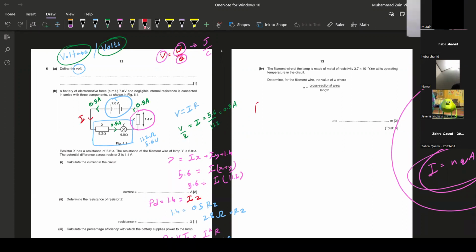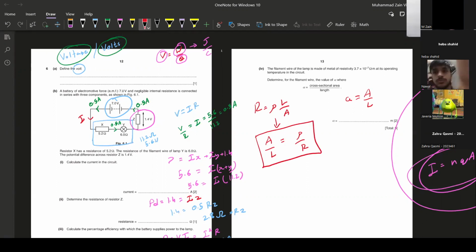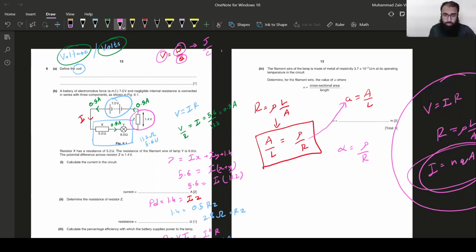I know the formula. Resistance equals resistivity times L over A. They're asking me to determine the value of A, where A equals A over L. So if I rearrange this formula and make A over L the subject, I'll get A over L equals rho over R. Since these are similar, I could say that my A is equal to rho over R. This is the relationship which I know. So A equals resistivity divided by resistance.